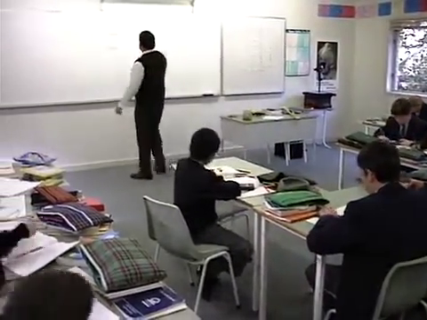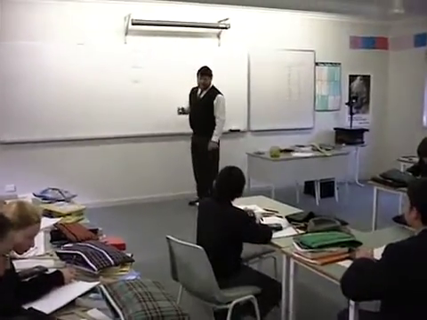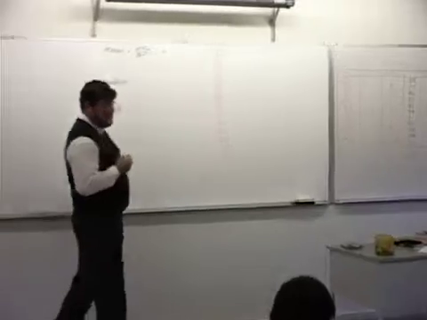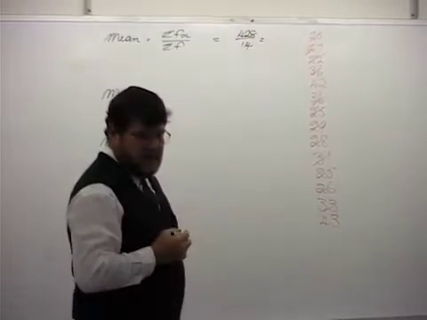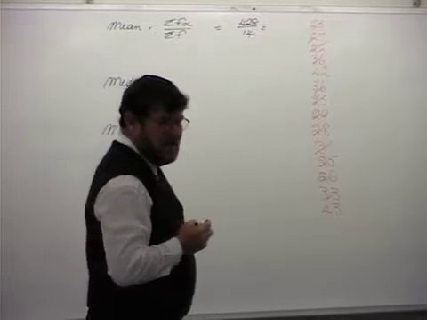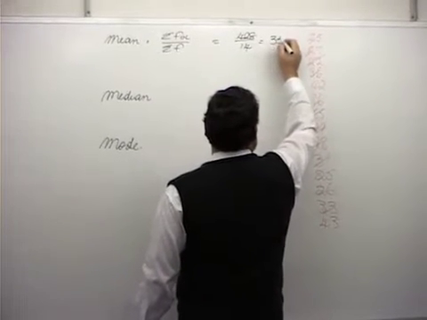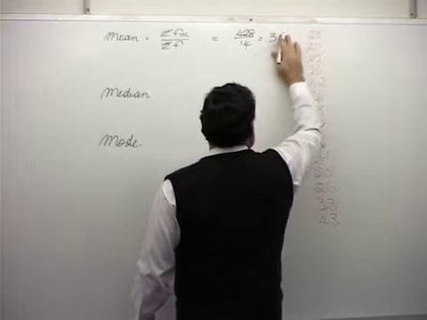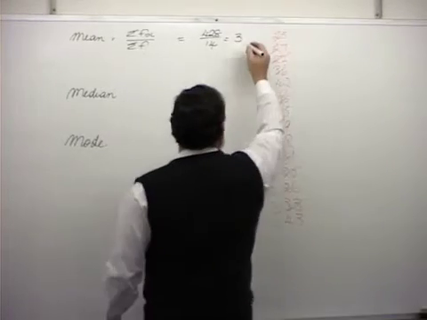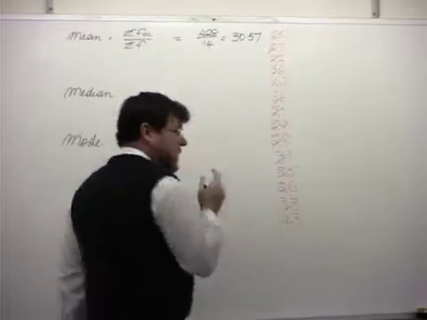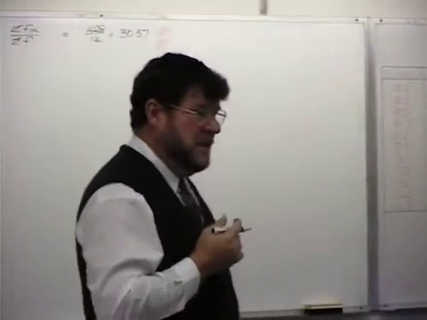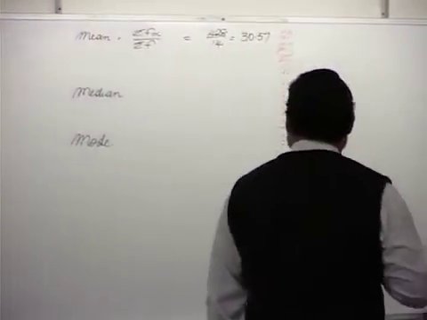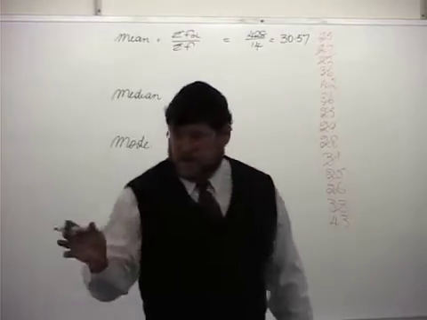Okay, Tam. How'd you calculate the mean? 428 over 14. To 2 decimal places, 35 was it? Sorry? 30.57. Thank you. 30.57. Who had 30.57 as the mean? Anyone not? Fine. Okay, the median, the middle score, which is the one we were talking about.